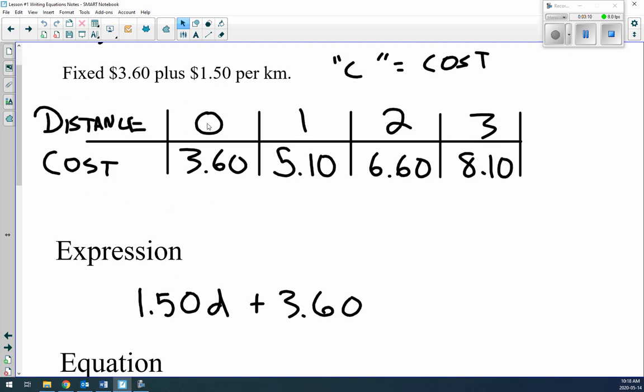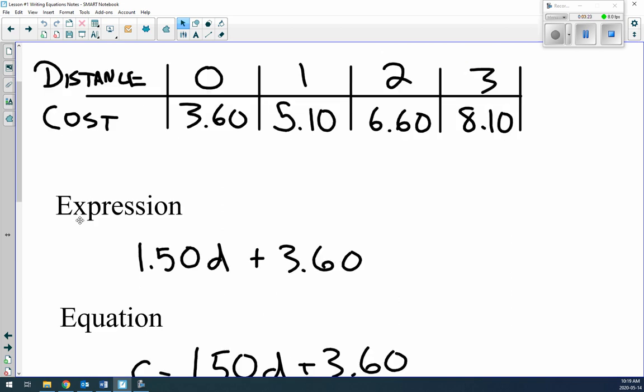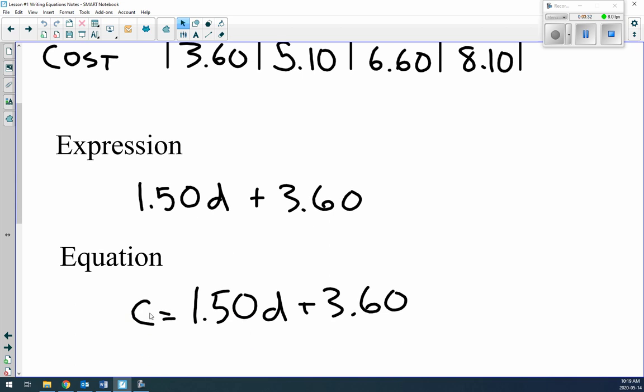If you go 0 kilometers, I know that seems silly, but if you get in the cab and then get out of the cab, you still have to pay $3.60. What if you go 1 kilometer? Well, it's $3.60 plus an extra $1.50, and then 2 and 3. So create an expression. Here it is: $1.50 times the distance plus $3.60. There's your expression. Turn it into an equation. That equals the cost of a cab ride.